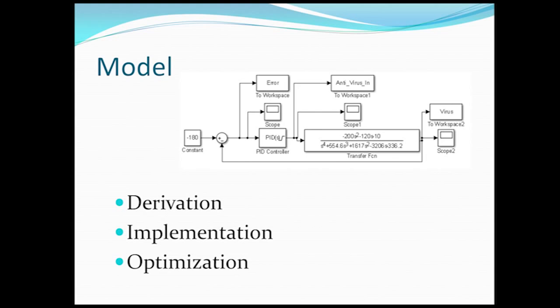And as Joffrey said, we used a steady state value of 200 cells, and so we designed our model around that value. We then implemented our controller and tuned it using Simulink. And we wanted to see how our controller would compare to an optimization model. And so we optimized the model as well for a minimal amount of antiviral.